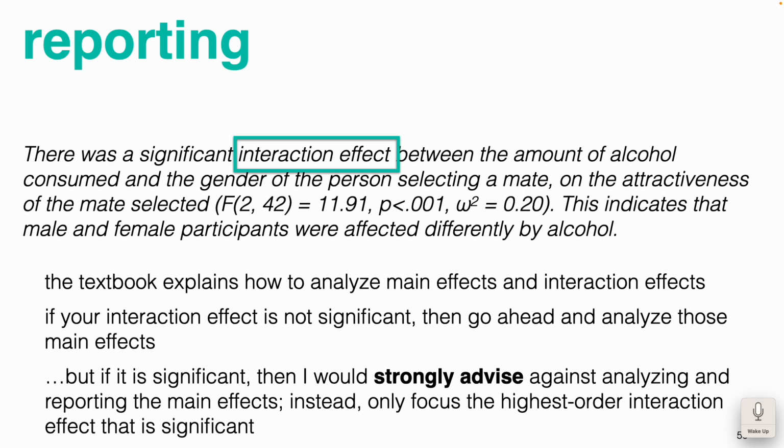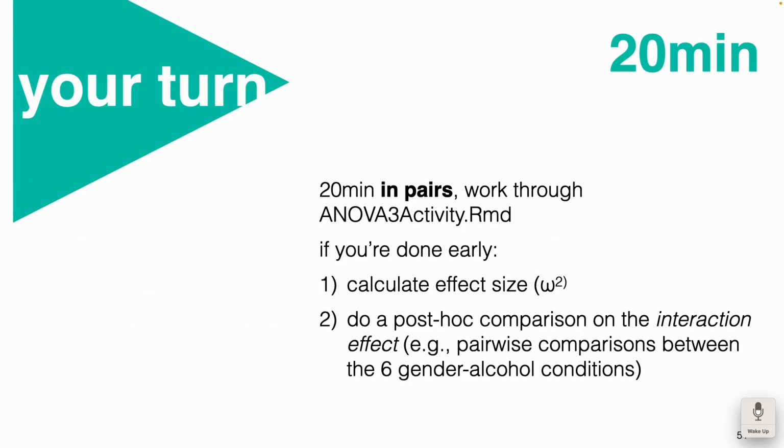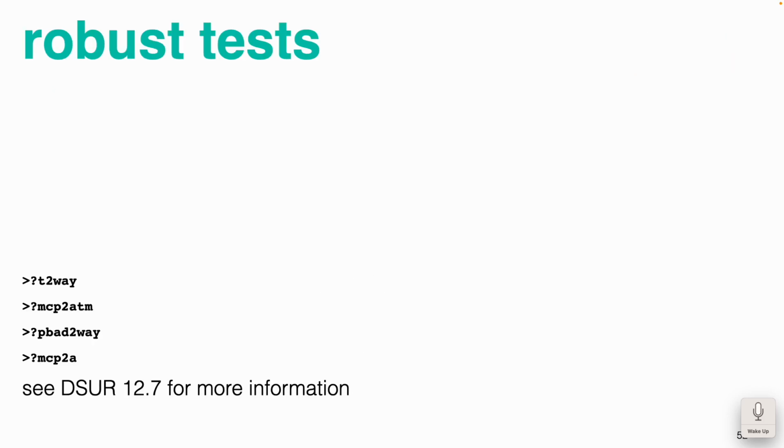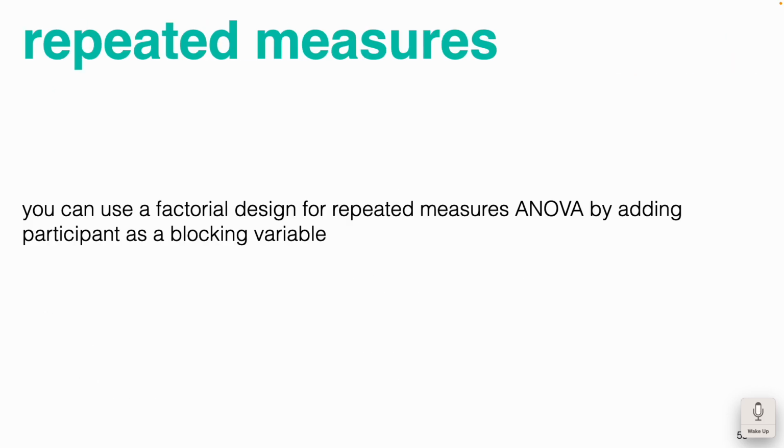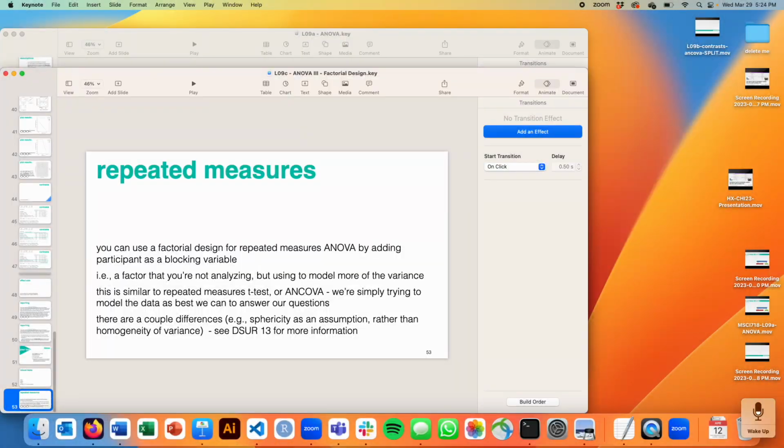Yeah, the textbook then explains how to analyze main effects and interaction effects. If your interaction effect is not significant, just look at the main effects. But if it is significant, look at the interaction effect and understand that story before, right? Look at the data, understand what's going on. Same message we've been preaching all term. And then there's robust tests. We're not going to cover them. Repeated measures, we're not going to cover it.